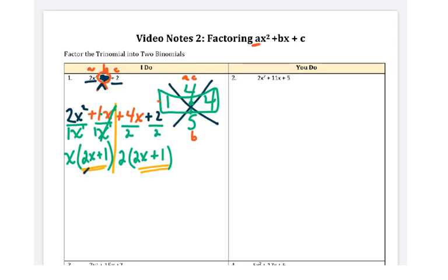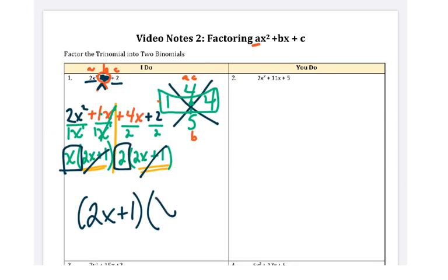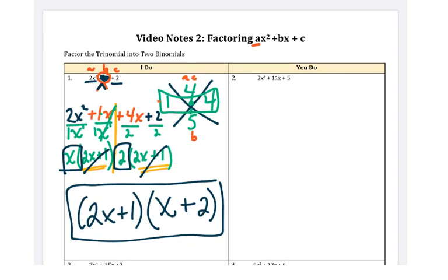So my final step is you take what that was. It was 2x plus 1, and I take that out. And then I write the leftovers. What's left over in this equation is an x and a positive 2. So that is how we factor when there's a number in front.